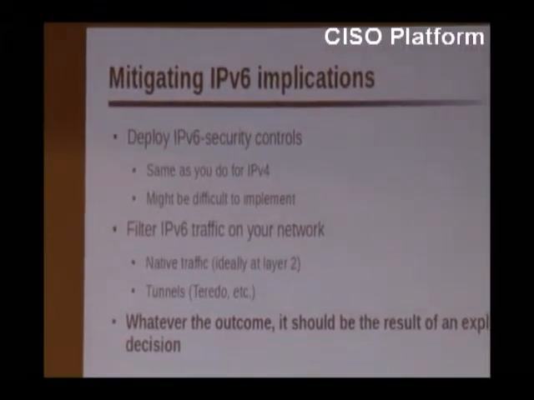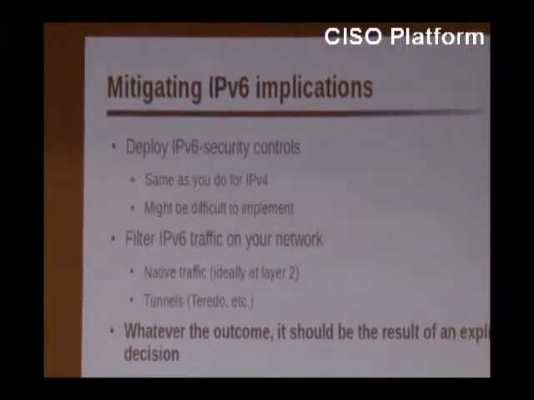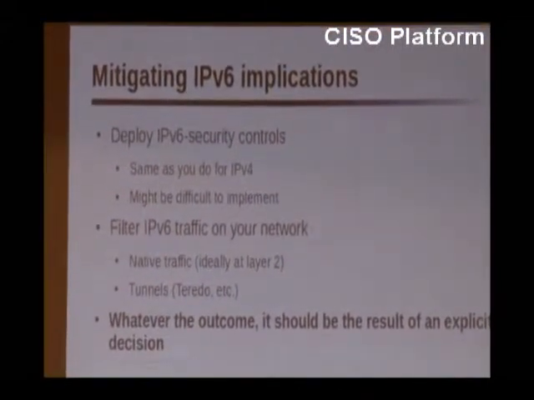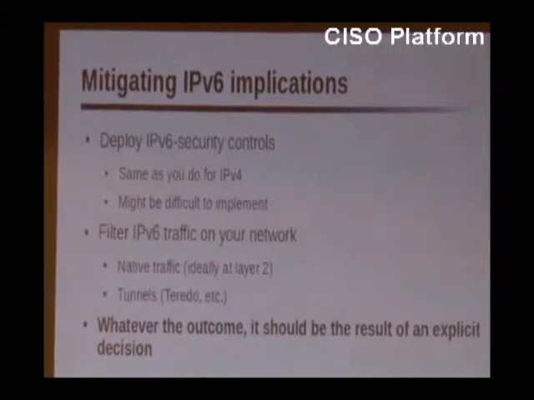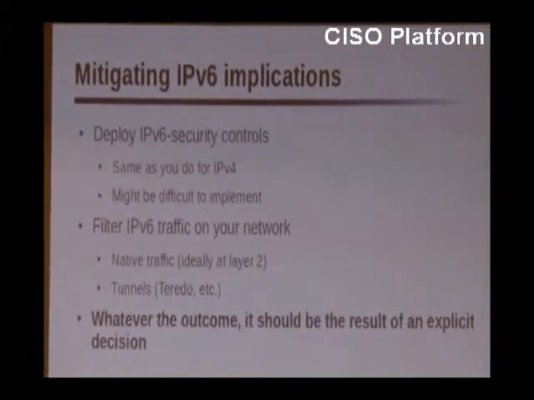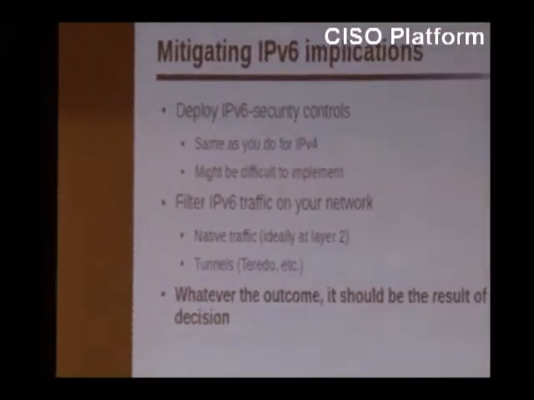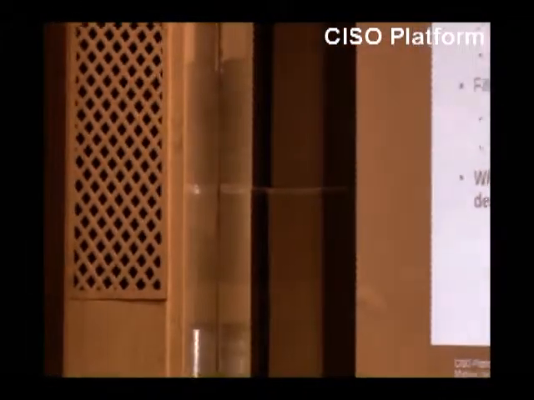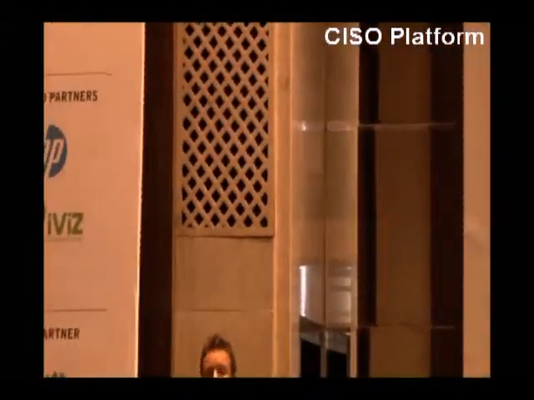What I think is important, no matter what the outcome is, is that you make an explicit decision on this. The problem is that most organizations don't even think about the v6 implications on IPv4 networks. I'm not arguing whether the best possible outcome is to enforce the v6 security controls or the filtering, but one way or another, we should make an explicit decision on the topic. And that's why I call it the good, the bad, and the ugly.